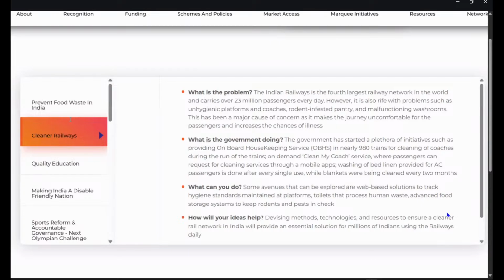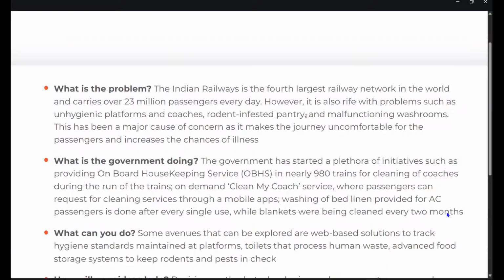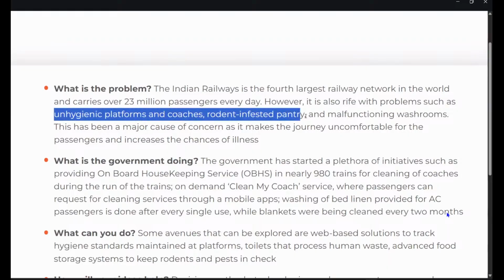Unhygienic platforms and coaches, rodent-infested pantry, malfunctioning washrooms, and everything. So if you take these problem statements, just imagine this. This is a wild solution, basically. Let's just imagine this.